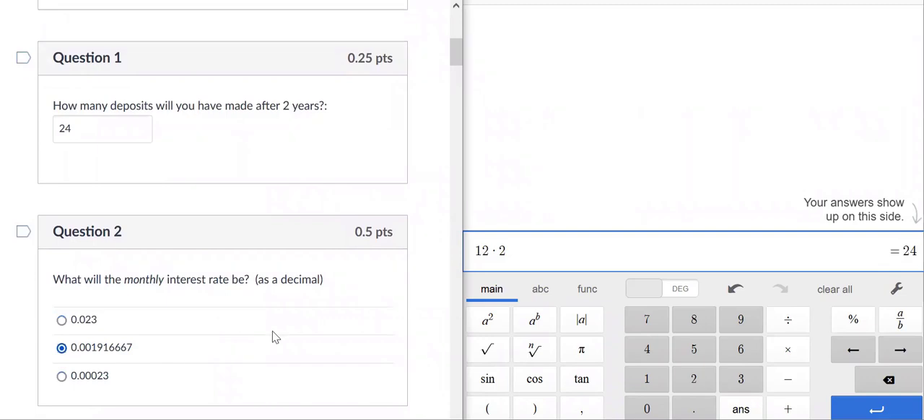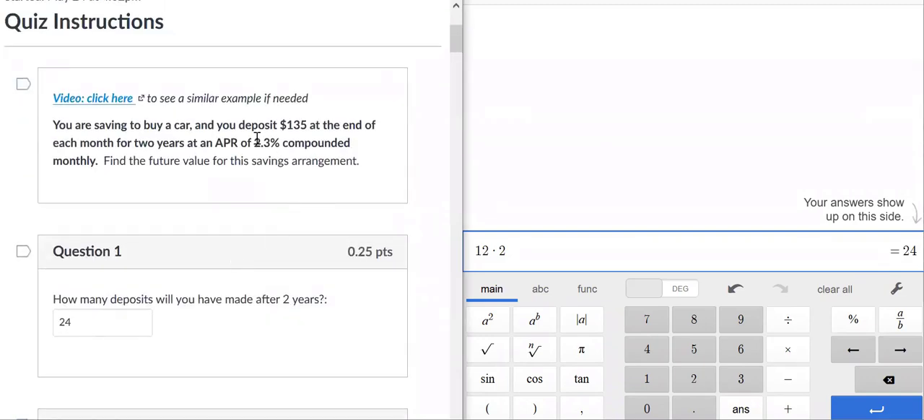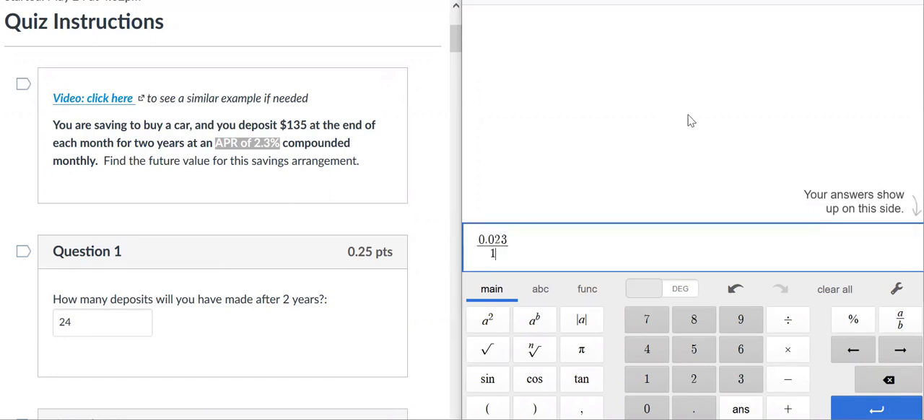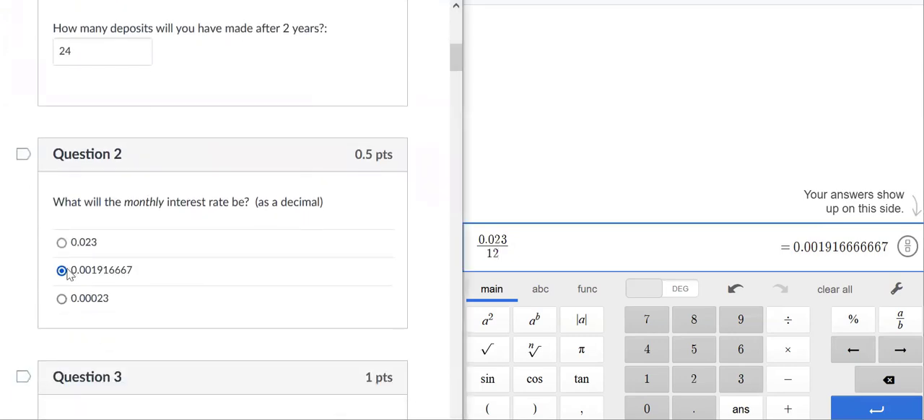And then question 2, what will the monthly interest rate be? Well, to get the monthly interest rate, you take the annual percentage rate and just divide it by 12. So 2.3% is actually 0.023. I hope we figured that by now. And divide that by 12, and you get this big long number. And that is the monthly interest rate. So this is the answer here.